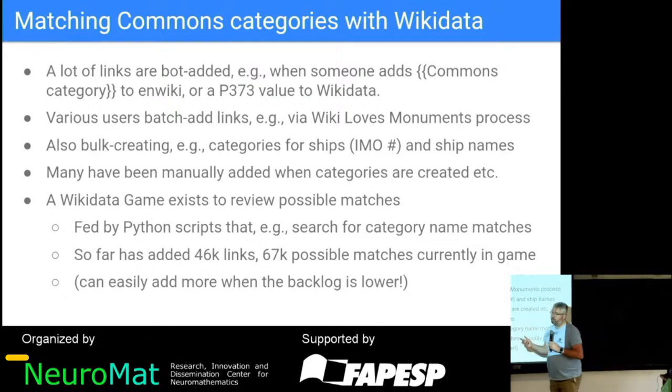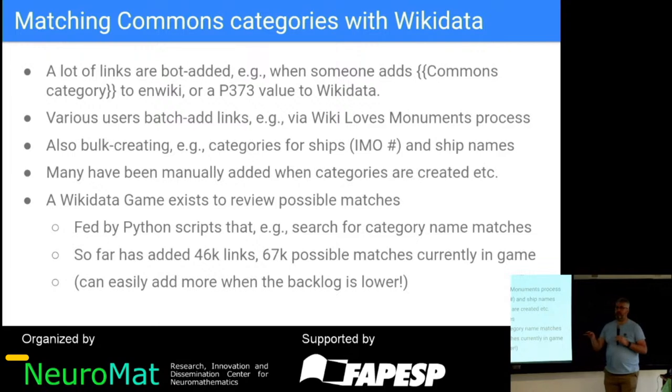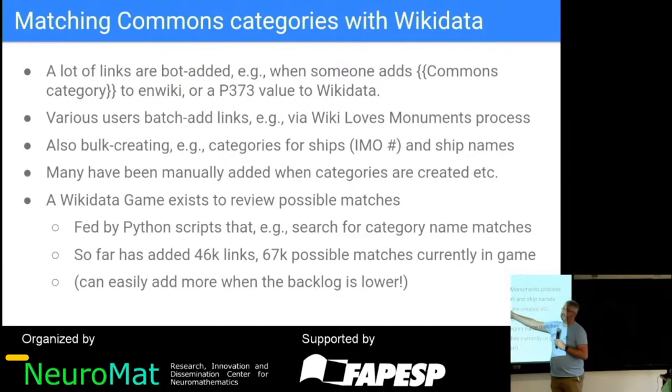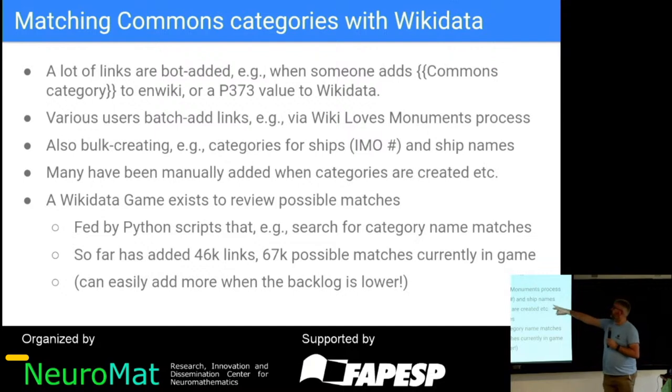There's a particular example of ships, which on Commons are categorized by International Maritime Organization number, IMO number, which is a unique identifier for that ship. It doesn't change when the ship name changes, but it has subcategories with ship names. So the bot goes through and tries to find existing items for these ships using the IMO number and links it if it exists, creates new ones if it doesn't, and it also creates items for the ship names, because they are linked to in a particular way, as subcategories, and they also have info boxes.